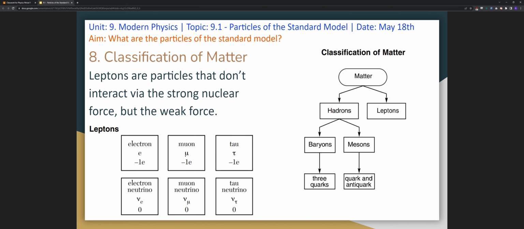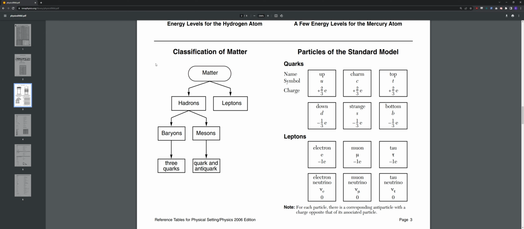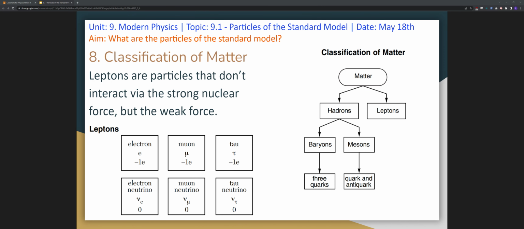So let's take a further look at the third page of your reference table. We're focusing on the third page, classification of matter, on the left-hand side. Matter is broken down into two separate categories, right? Something called hadrons and something called leptons. And we're going to focus on the leptons first. Leptons are particles that don't interact via the strong nuclear force, but they interact via the weak force.